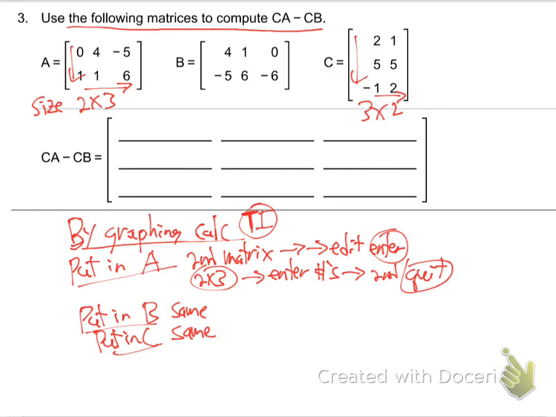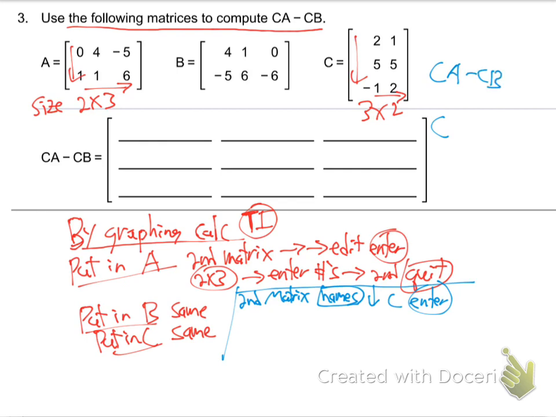Now, once you put those matrices in there, the way to get the answer is you go second matrix, and you stay on the names menu, which you're already on, and you go down to matrix C and hit enter, and then it'll put C on the main screen. So I'm trying to do the CA minus CB thing.